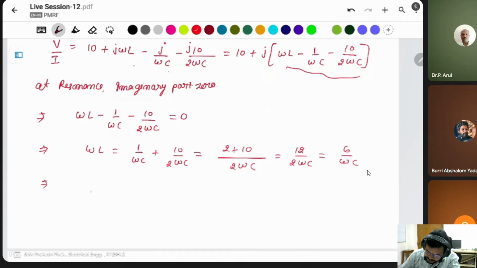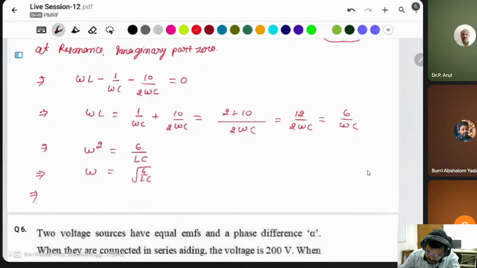Multiply by omega here, that's why omega squared is equal to 6 by LC. That means omega is under root of 6 by LC. Or you can say frequency f: omega is 2 pi f, then f is equal to 1 upon 2 pi into root of 6 by LC.